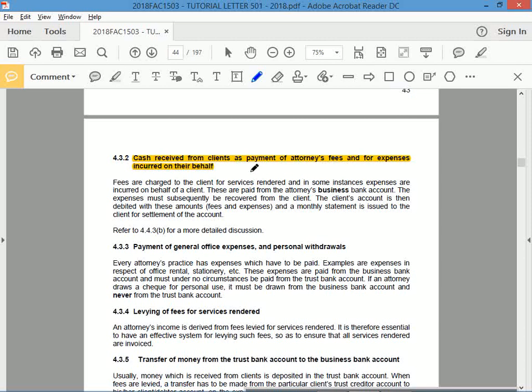Okay, so what happened here? What's the focus? You, as the law practice, received money from your client. Good or bad? It's good. Okay, as payment of attorney's fees and for expenses incurred on their behalf. It's receipts. Why? It's the attorney's fees. Okay. Business CRJ.